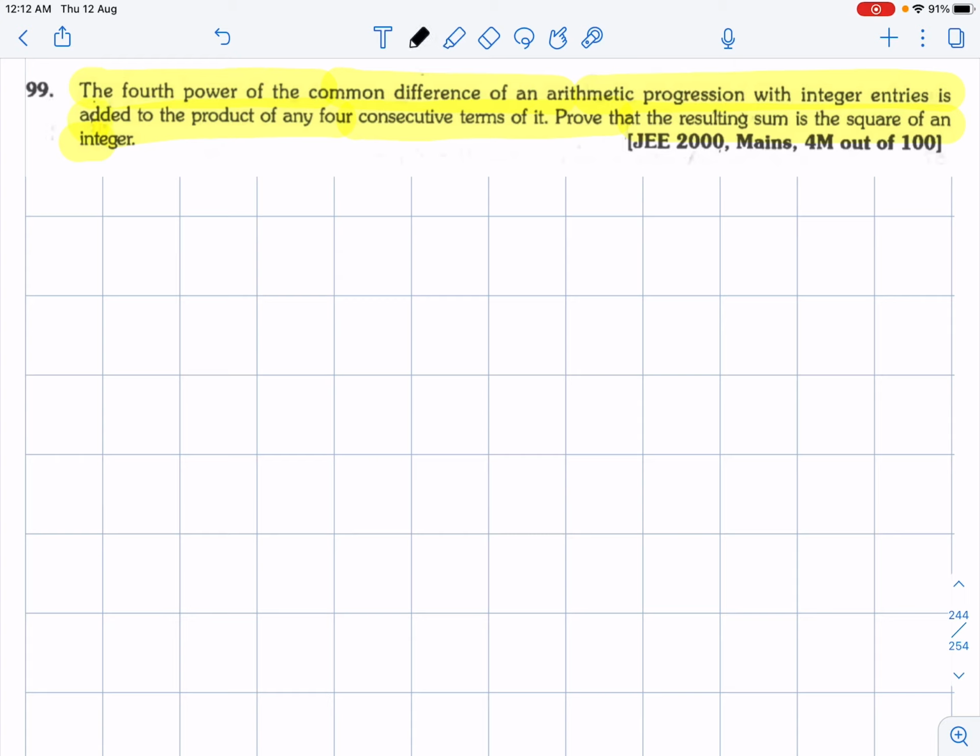So let us suppose the four consecutive terms of that arithmetic progression be a minus 3d, a minus d, a plus d and a plus 3d, and all of them will be belonging to what? Capital Z or capital I over here, because they told the fourth power of the common difference of an arithmetic progression with integer entries. That means all the terms are integers.